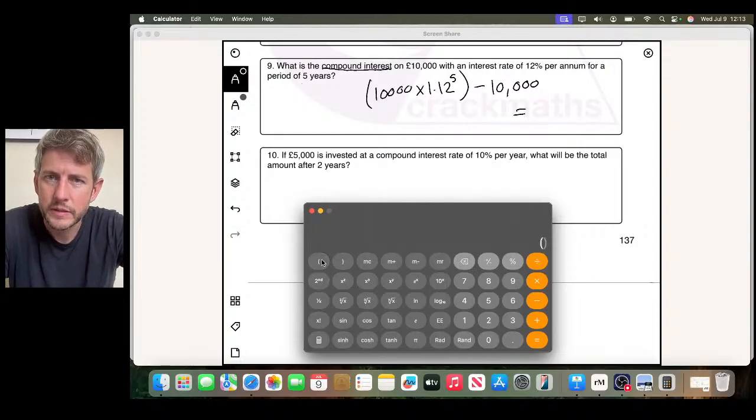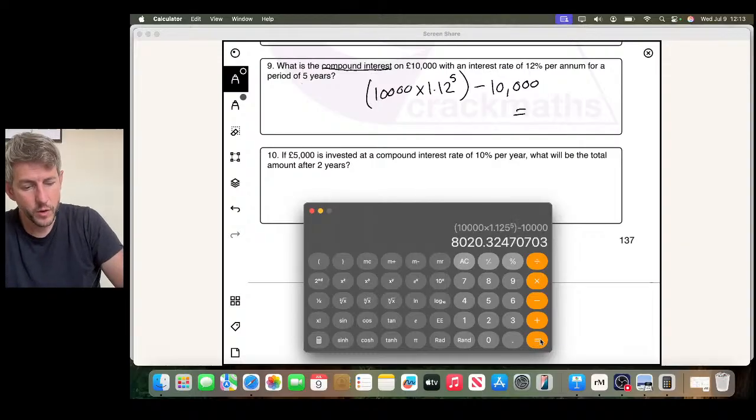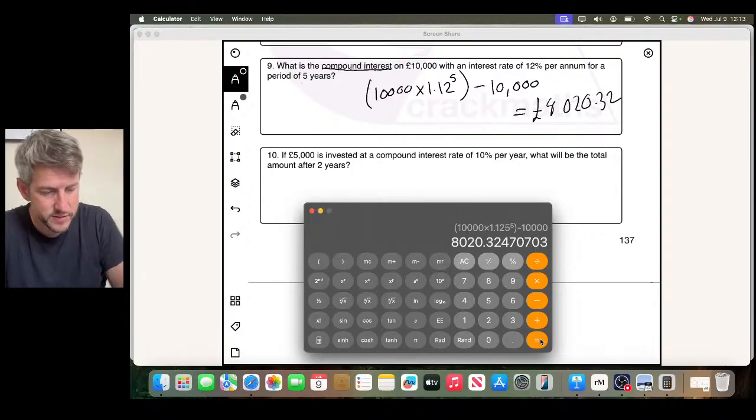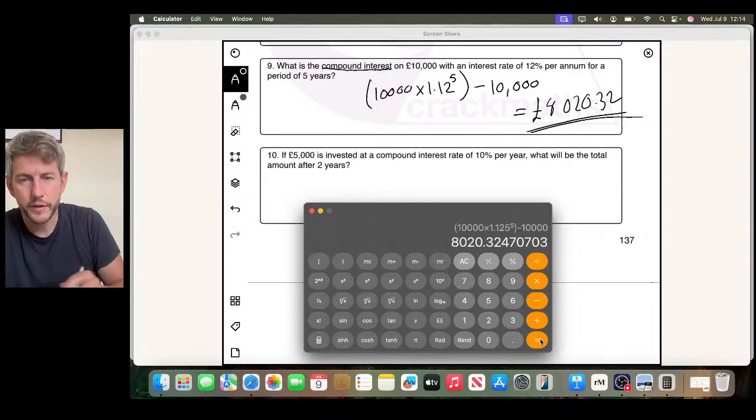So here we go. So 10,000 times 1.12 to the power of 5. Close the brackets around that, and then take away the initial investment. And then there we go. Ooh, that would be a lot of interest. So that would be £8,020.32. Okay, and here we go.